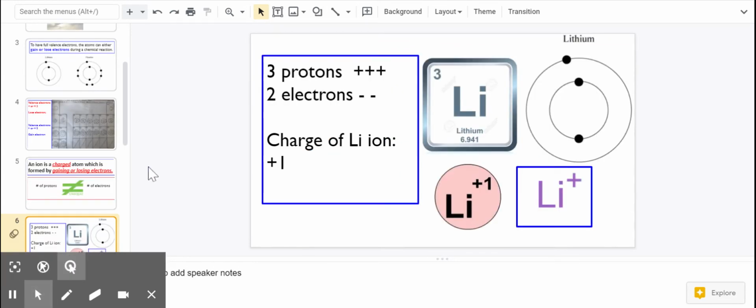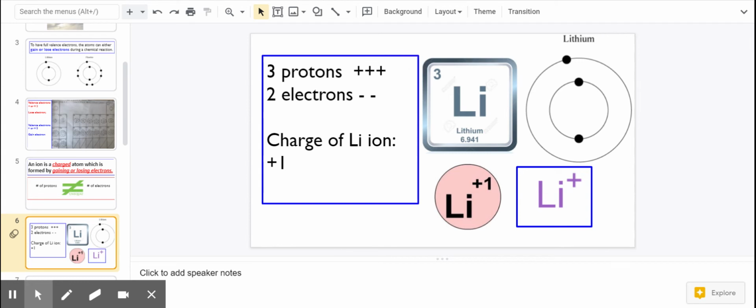Okay, here's the example for lithium. Lithium is number 3 in the periodic table. It means lithium has 3 protons and 3 electrons. The arrangement looks like this, 2 and 1. Lithium would just prefer to give away this one. Once lithium gives away this one, it has 2 electrons left, but it still has 3 protons. 3 positive, 2 negative, they can't cancel out.